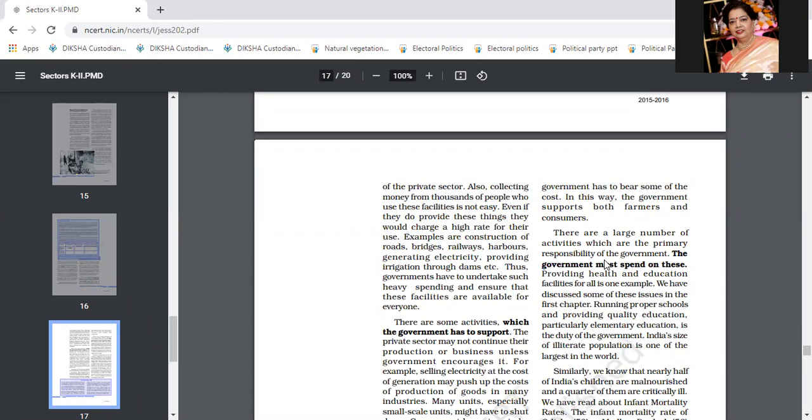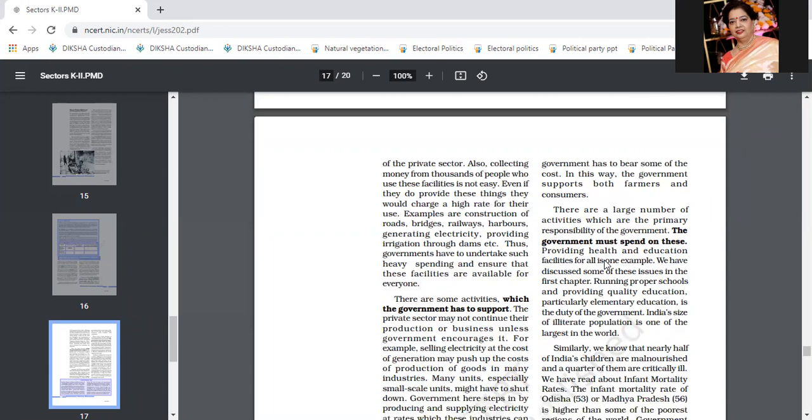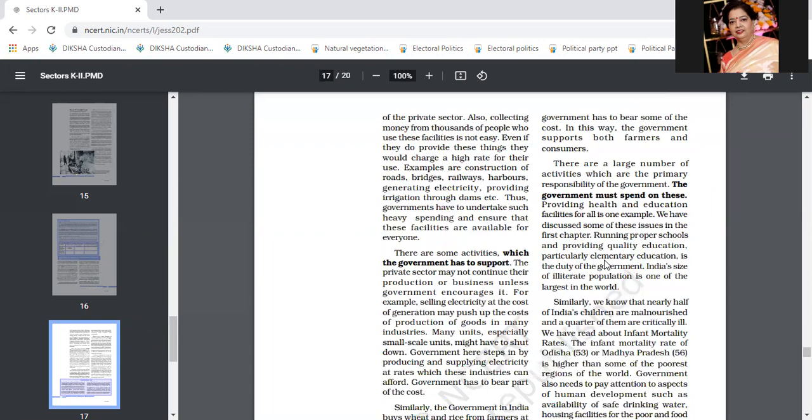Along with this, there are some activities which the government has to support to encourage the private sector to continue their production or business. The government in India buys wheat and rice. Nowadays, I think you all are hearing about Delhi CM Arvind Kejriwal, who is saying that they will provide ration to each and every household at a reasonable price, or free of cost. That is provided by the government. And this is called PDS, Public Distribution System, that is ration shops, or we can say fair price shops.